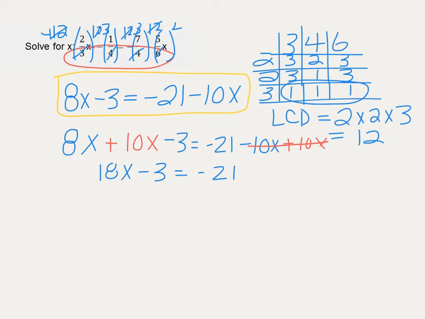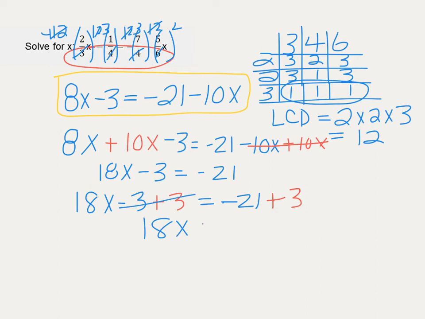Now we're ready to solve our equation, thereby having the x's on one side and the constants on the other side. So we need to get rid of that negative 3. To do that, we're going to add 3 to each side. And that will give us 18x here because our 3's will cancel. Negative 21 plus 3 is negative 18. Divide both sides by 18. X comes out to be negative 1.